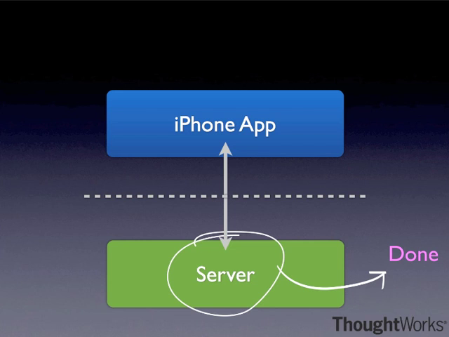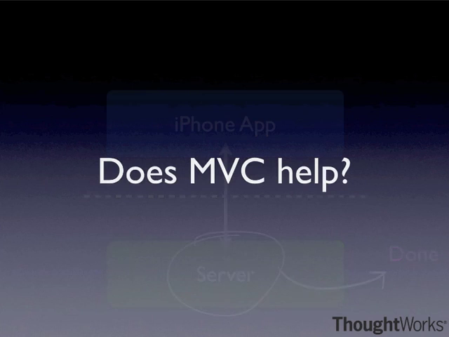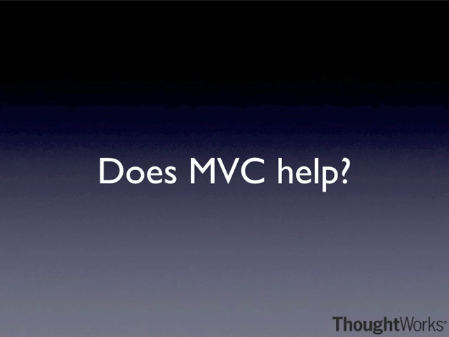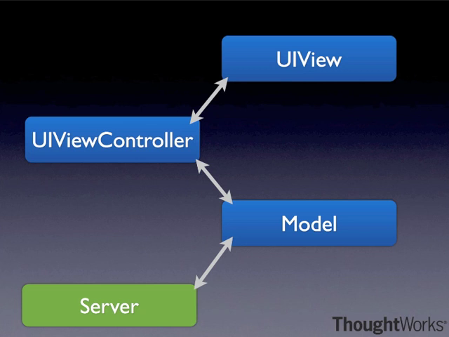So maybe we can break the iPhone app up into smaller components and see if there are bits that we can test, to make sure that nothing's completely broken. So does the MVC architecture that is quite common in iPhone apps help us do it? If we think about the iPhone app as having a view controller and a model and a server behind it, well, if we break that up a little bit more, the server was talked about, and we think, yeah, we can test the server.